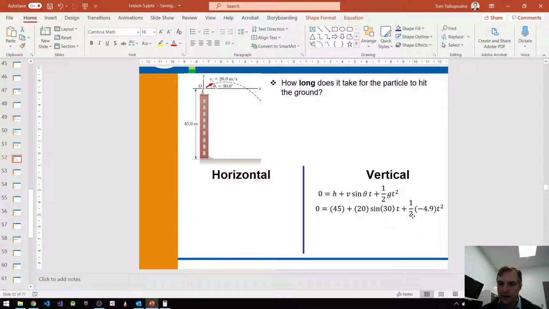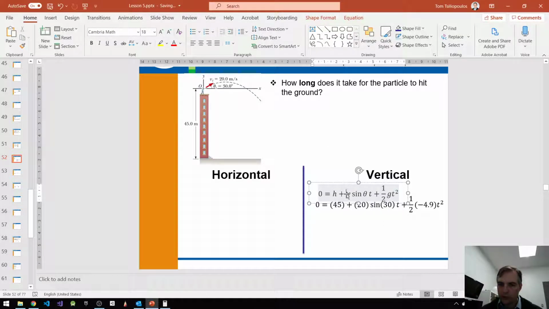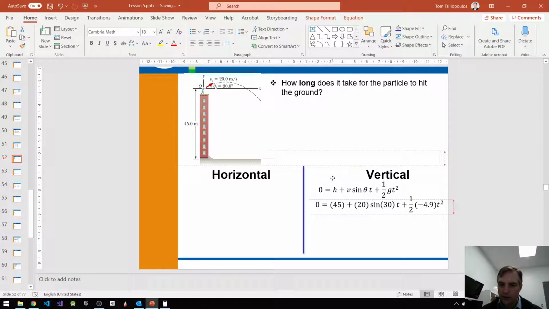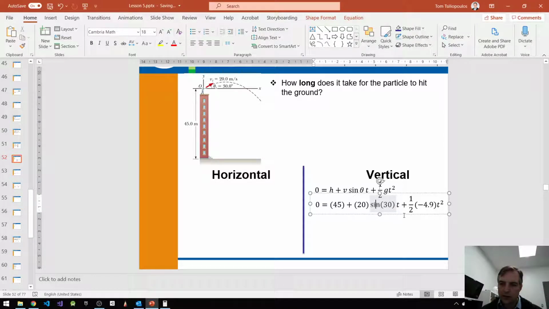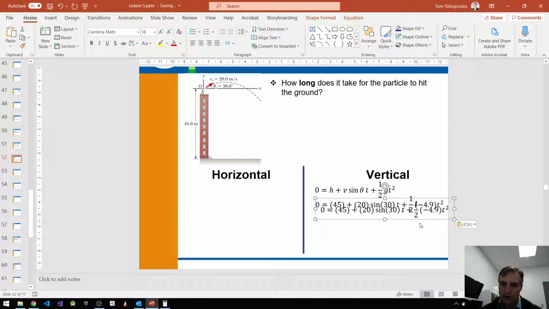Okay, so that is our initial equation. I'm just going to move them around so we can see what those are on the vertical. So I want to solve for t, but now we've got this quadratic equation here. Let's do a little bit of simplification. I'll simplify this term and this term a little bit before we move on, so we can make it a little easier on ourselves.